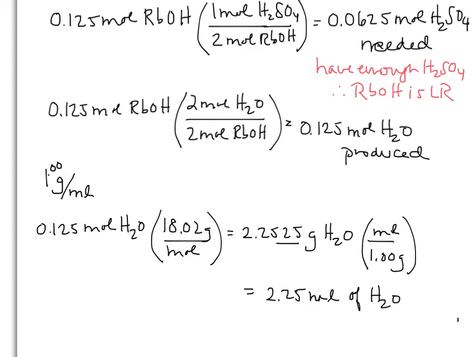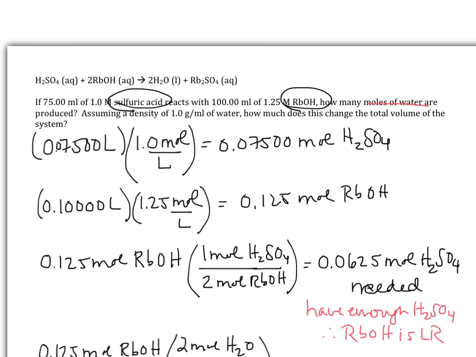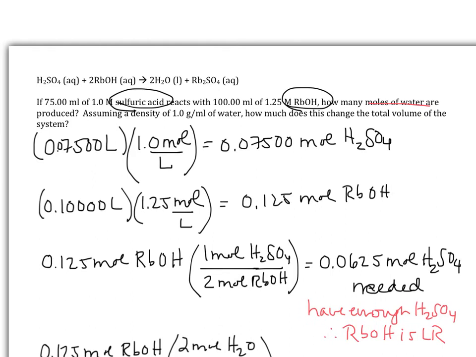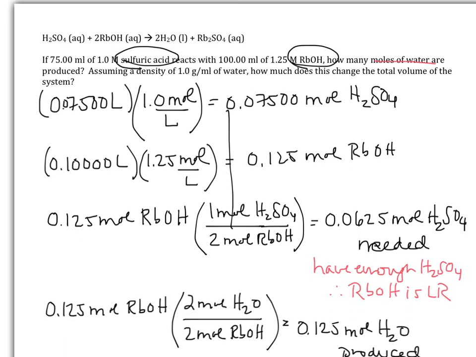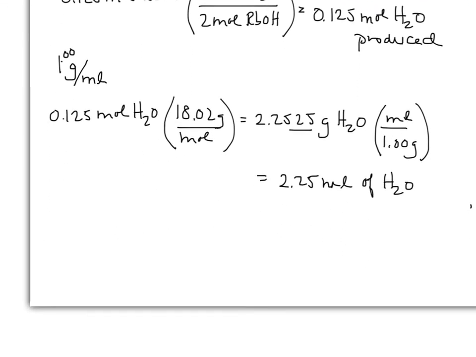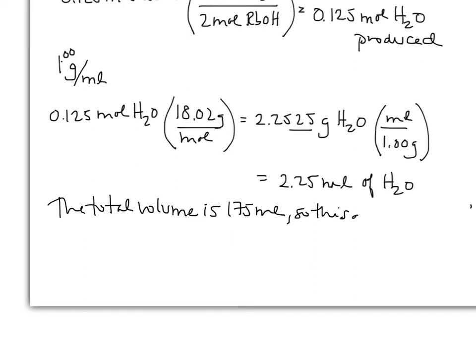Now, the problem, let's go back to look at it, asked, if we assume this density, how much does it change the total volume of the system? So, that's not really what I wanted to do. There's a couple different ways we can answer this question. We could say something like the total volume when the two things were added together is 175 milliliters. So this adds 2.25 milliliters. And that would be a sufficient answer there.